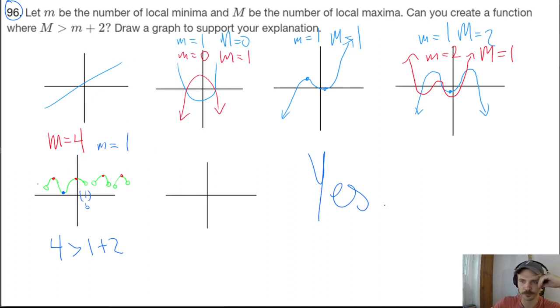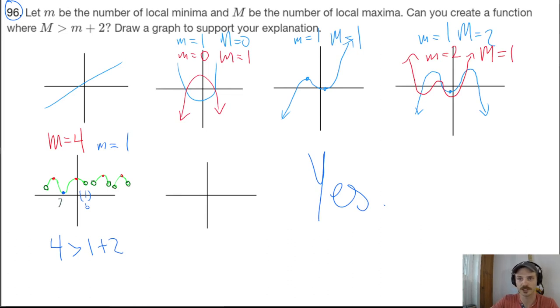So the essential thing that you need in order to make this work is you need to have these points that are not in the domain here. You need to have it open below and open above. You could have just had a simple point removal or something there that would cause this. But this is clearly a local max, local max, local max, local max. So we've got 4.